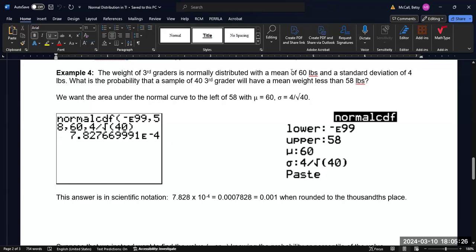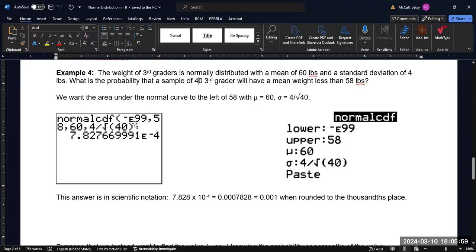So the weight of third graders is normally distributed with a mean of 60 pounds, standard deviation of 4. That's the same as before, but this is now asking the probability that a sample of 40 third graders will have a mean weight less than 58 pounds. So notice we're taking a sample of 40 of them. And since we're dealing with a sample and not an individual child, that's when we're going to convert our standard deviation to not just 4, but 4 divided by the square root of our sample size.